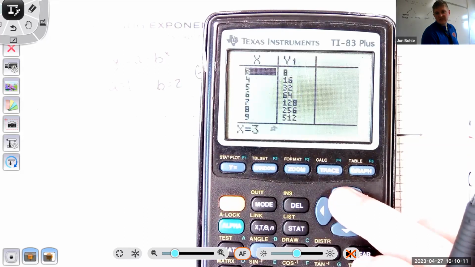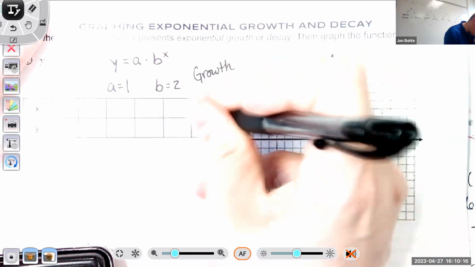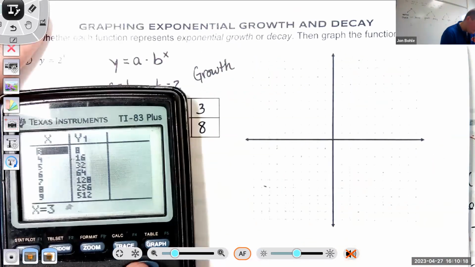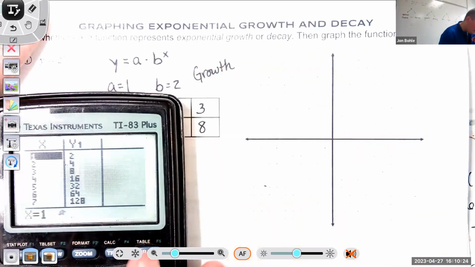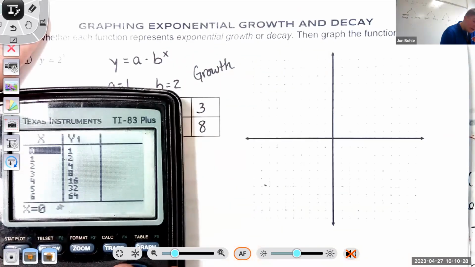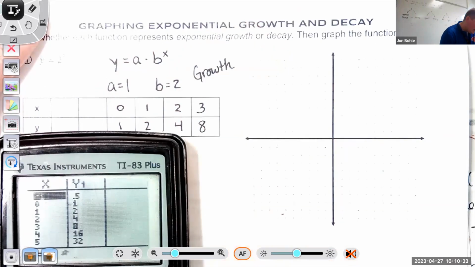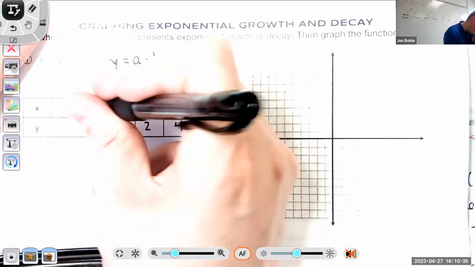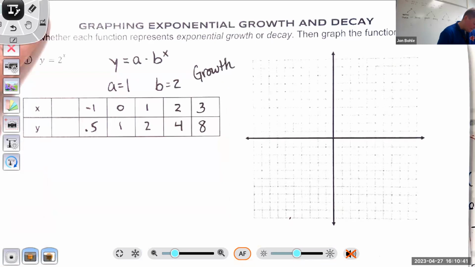32 is off the graph, so 16. Here's the first one, 3, 8. So 3, 8 on the graph. 2, 4. 1, 2. 0, 1. And -1, 1/2. I suppose I can do a half. That's going to be pretty easy. And oops, didn't mean to do that.